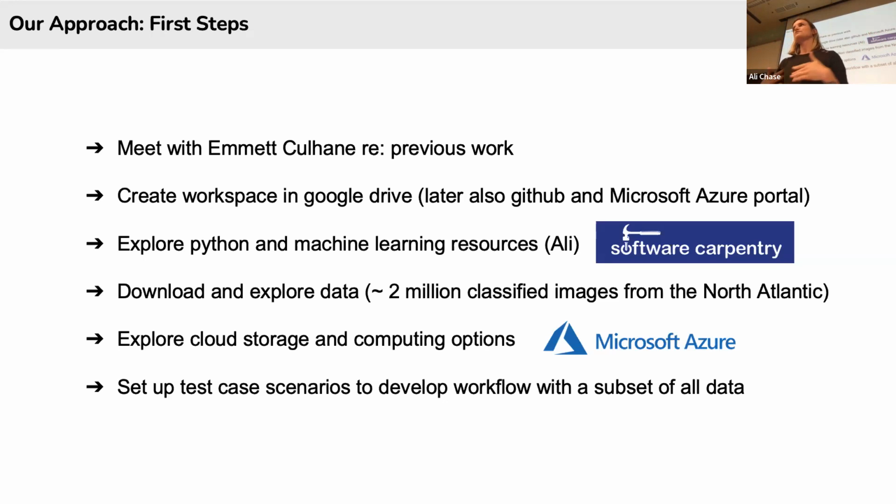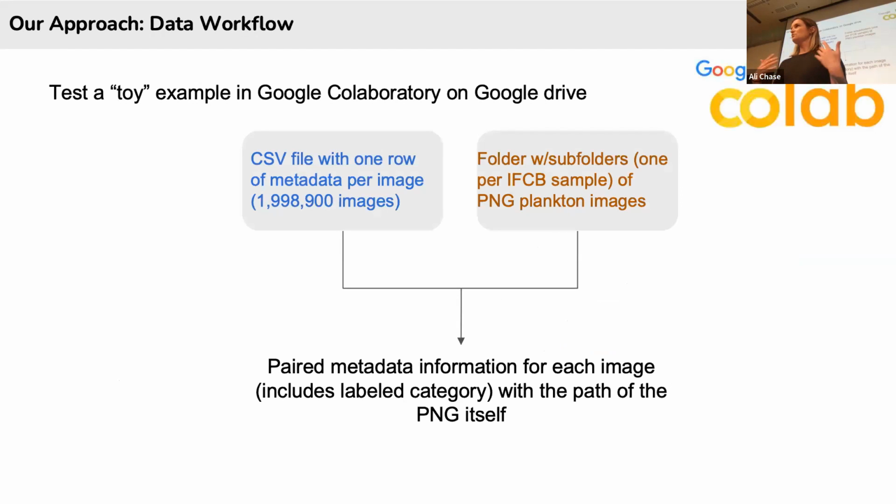And then the first real hands-on step that we did was to set up a test case where we could develop a workflow, but just using a small subset of data. And this seemed fairly straightforward. We have PNGs, so those are the plankton images. And then we have a CSV, so a big text file, and every row represents an image. So we have a unique identifier for each image. And then we have the category, so diatom, dinoflagellate, as I just shared with you from the previous work that had been done.